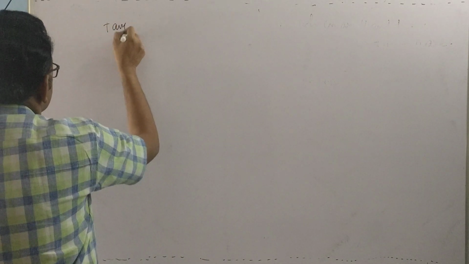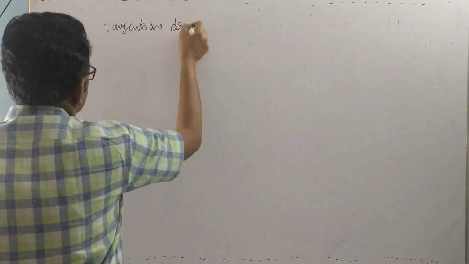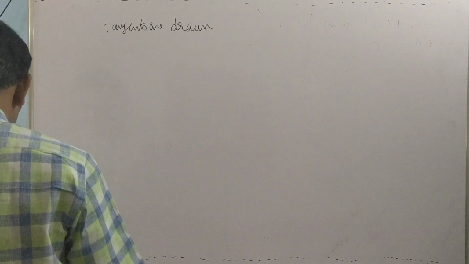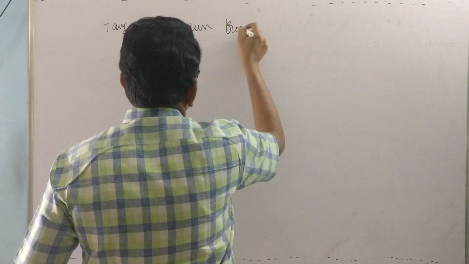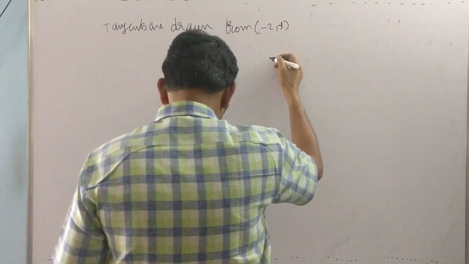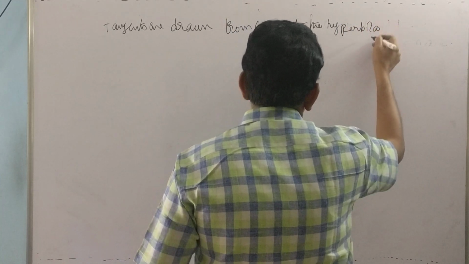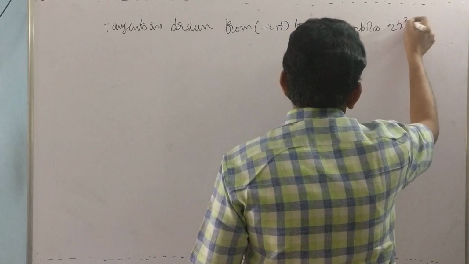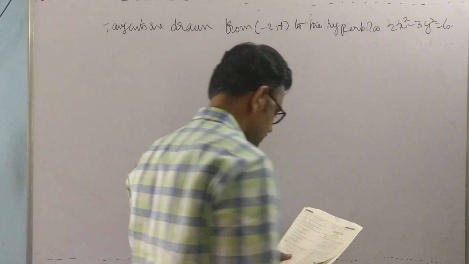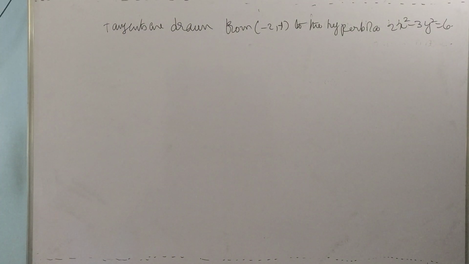Next one: tangents are drawn from the point (-2, -1) to the hyperbola 2x² - 3y² = 6. Then find their equations.